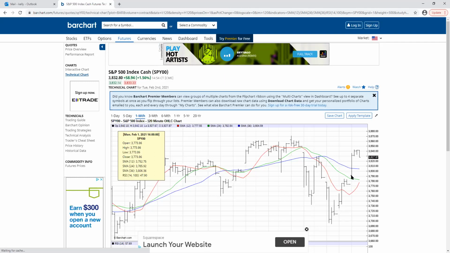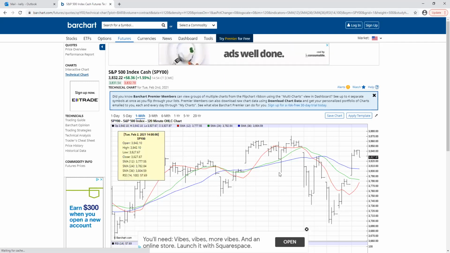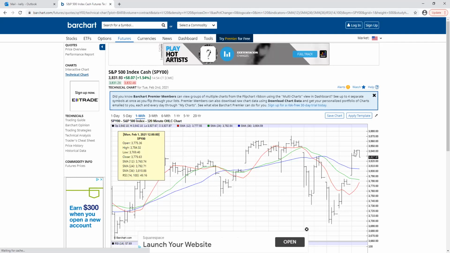3780, 3790. 3,800 was very important for the S&P. Getting above that took out this low here, which I thought could be resistance, but it did not end up being that way. Once it got through that area of 3,800, you can see we popped very quickly. So bottom line is right now, the trend is up. Right now, the long-term trend is up.